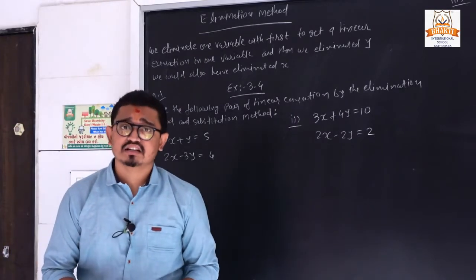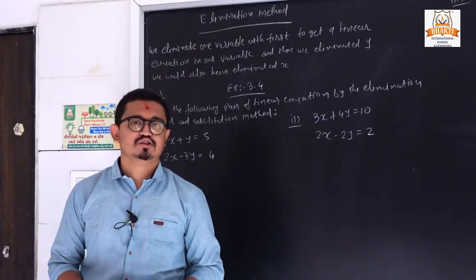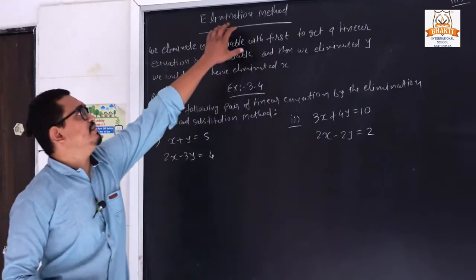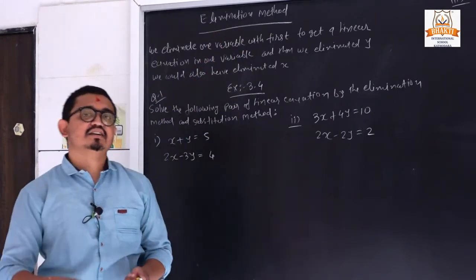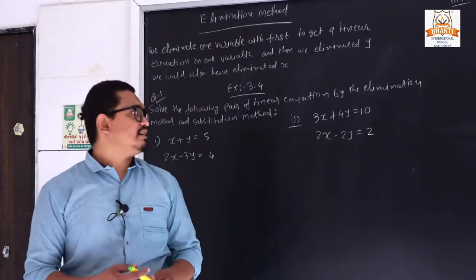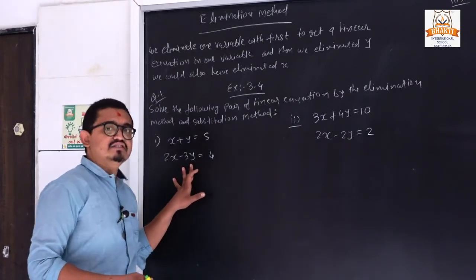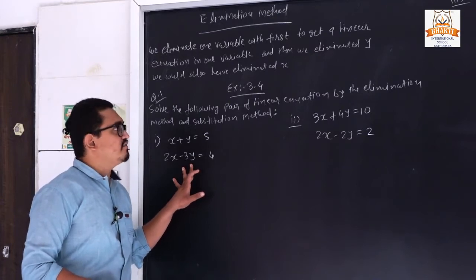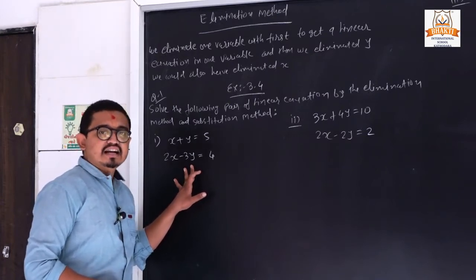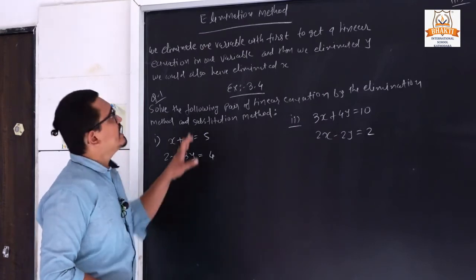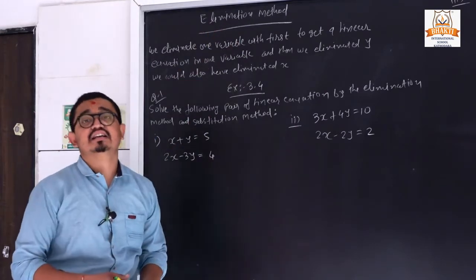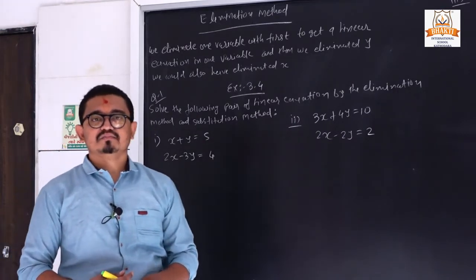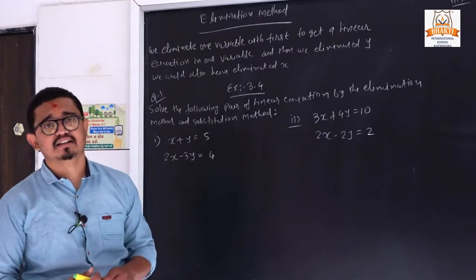Out of these three methods, elimination, substitution and cross multiplication, the easiest method for a pair of linear equations is elimination. In the examination they directly give us a pair of equations and ask us to find the solution of the following pair of linear equations, but they do not define which method. So we can directly use the elimination method, because it is a very easy method compared to cross multiplication and substitution.